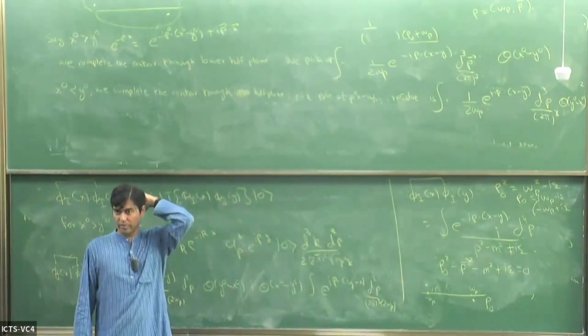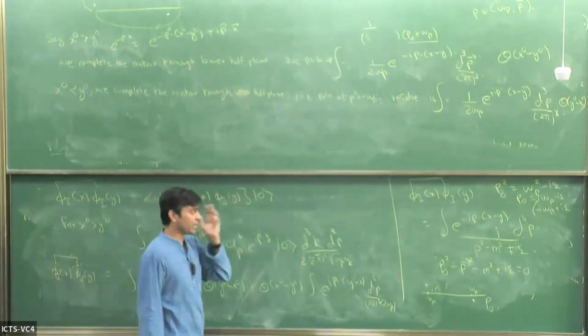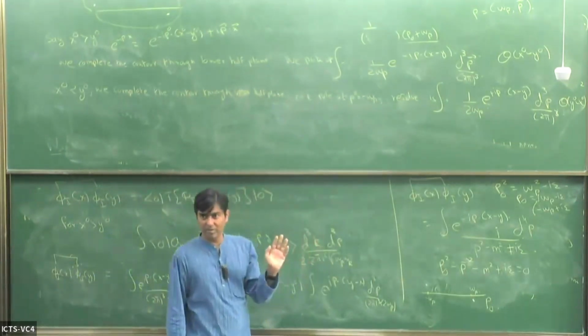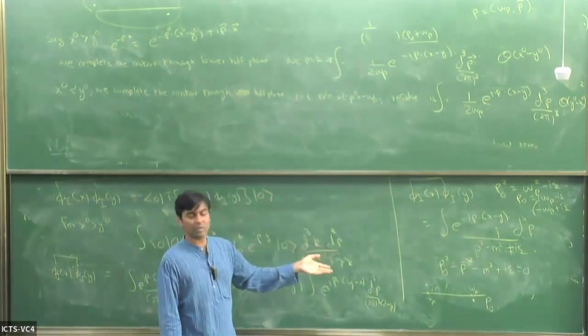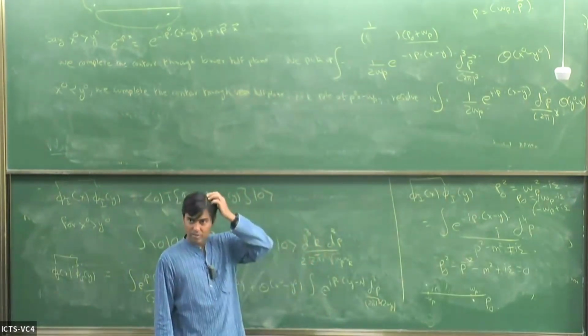So what is the question? You want to check whether the commutator can be written with an i epsilon prescription. That's a different question, but it can be written with an i epsilon prescription. It's written that way.